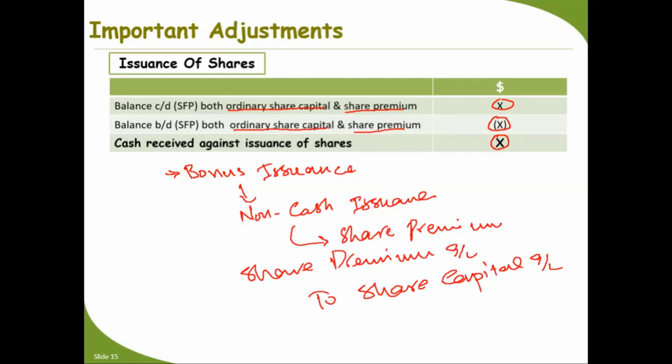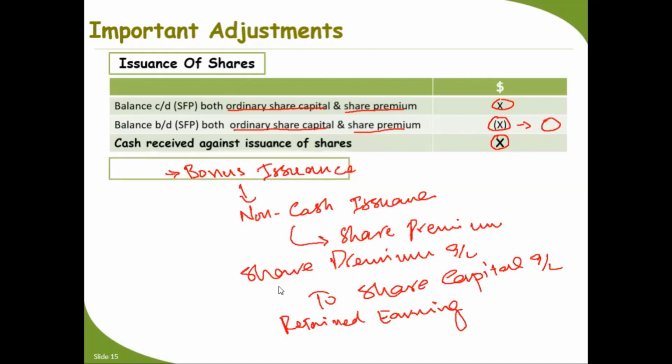But there is one possibility, an exception: the examiner may tell you that you made the bonus issuance against retained earnings, by using the retained earnings. In that case, there is a possibility of an adjustment to calculate cash received. So from the closing figure, the issuance through retained earnings figure will be subtracted here, and the adjusted figure will be shown here, and after that we will calculate cash received against issuance of shares.